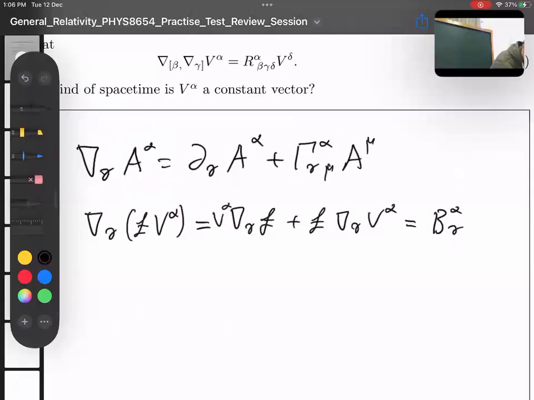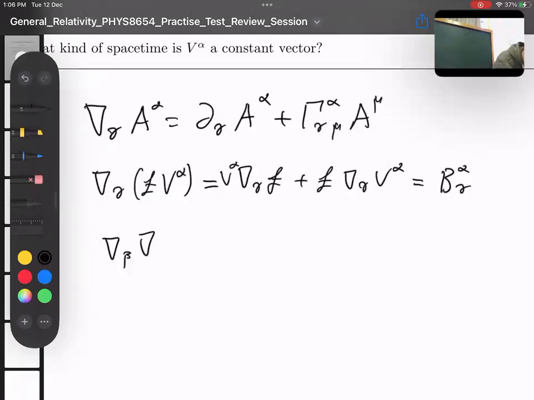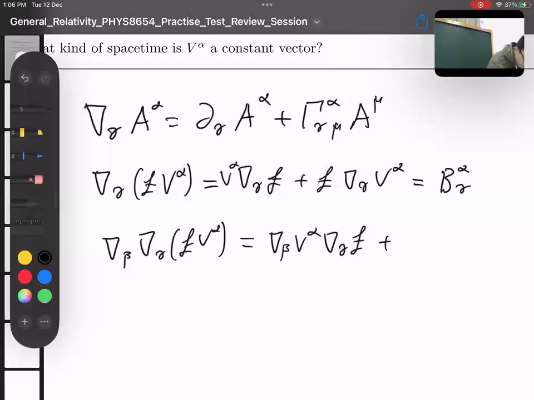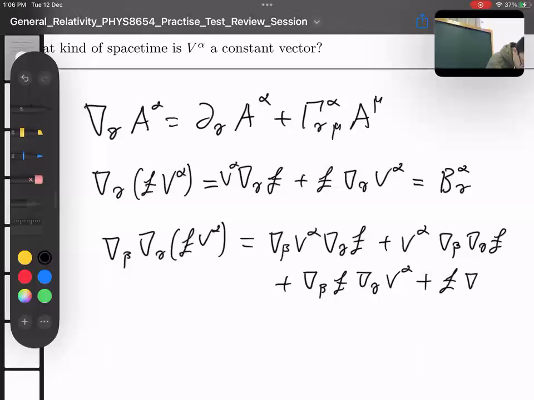So we take partial beta, partial gamma, and F of V alpha. And then we use product rule again. So this way will be a little bit faster. So beta V alpha gamma F plus, and then V alpha beta partial gamma F. And then we add the other one, partial beta F partial gamma V alpha, and then you add the last term. Partial beta partial gamma. Yeah. Is this clear right now?